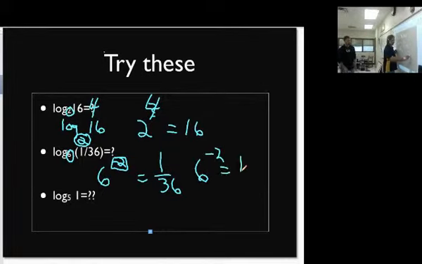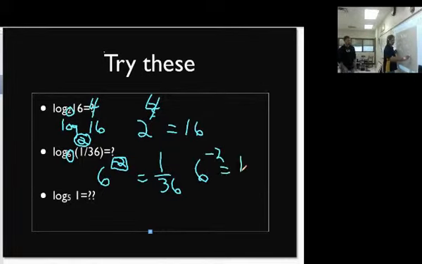All right, last one for me. 5 raised to what power is 1? Well, anything to the 0 power is 1. Anything to the 0 power is 1. That'd make a great t-shirt, wouldn't it? Anything to the 0 power is 1. So this is going to be 0. 5 to the 0 is 1.